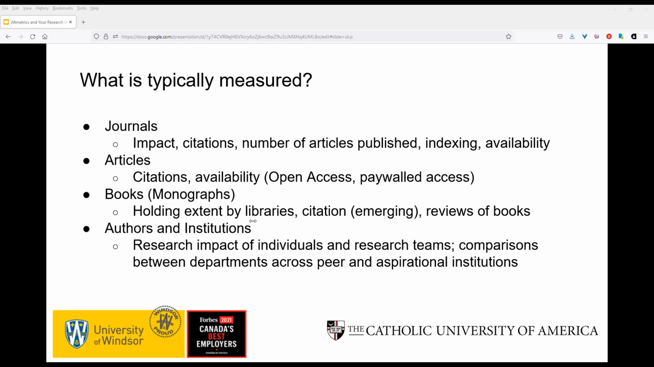Last, you have authors and institutions. You can have the research impact of individuals and research teams. You can have comparisons between departments across peer and aspirational institutions. So all of these can be measured in various ways.